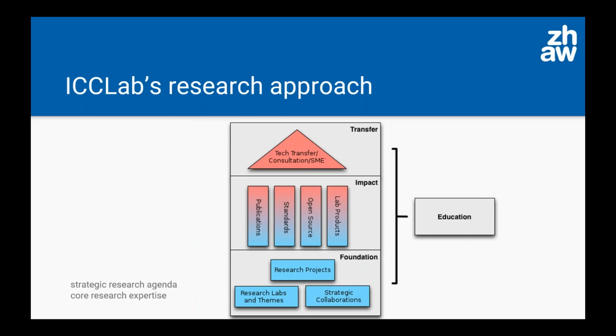All these activities produce some impact mainly in four pillars. We strategically divided in four pillars. Of course, we publish our results in research papers and also blogs. We have contributions on standards. We have contributions on open source projects and software products. And we also have some internal lab products. All these four pillars are then used to perform some technology transfer and consultation to SMEs.